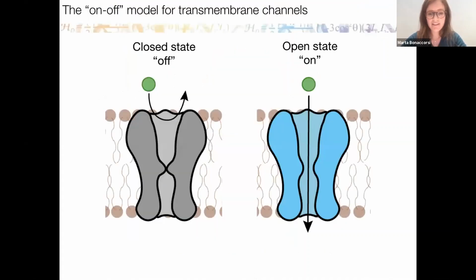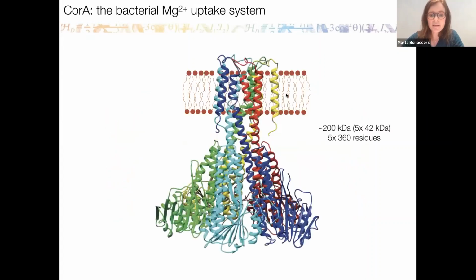Okay, let's try again. From a simplistic point of view, we often think about transmembrane channels as existing in two limiting states, as I call here, an on-off state model, where we have a closed or off state and an open or on state. This model is also applied to describe the channel that I want to show you today, CorA, a pentameric channel, which is the major magnesium uptake system in prokaryotes, a 200 kilodalton protein.